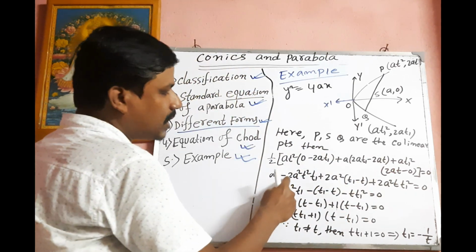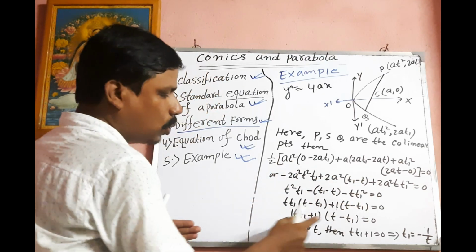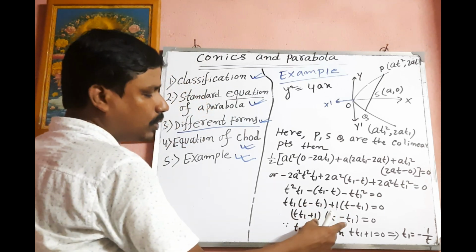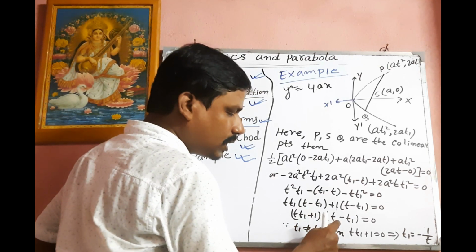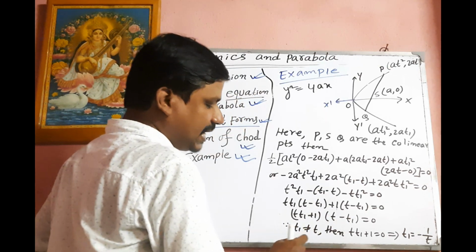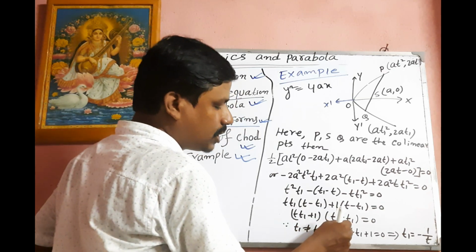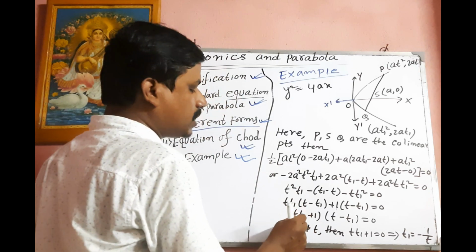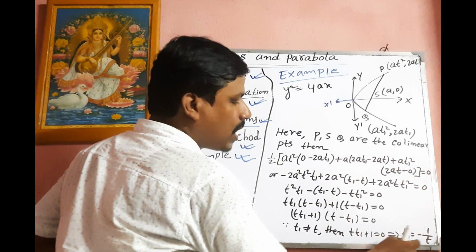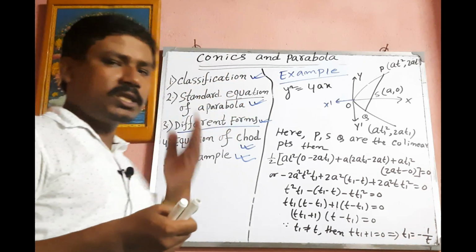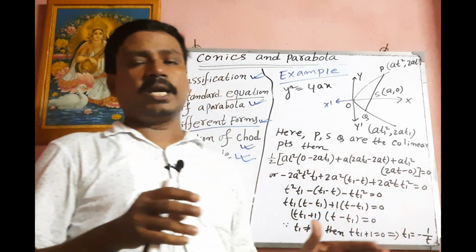Now calculating these one by one, we get this part. After calculating, we get this will be 0 or that will be 0. But the condition is T1 is not equal to T. So this is not 0, and the only possibility is that this will be 0. So T1 is equal to minus 1 by T. This completes the example section and the last section of the day.